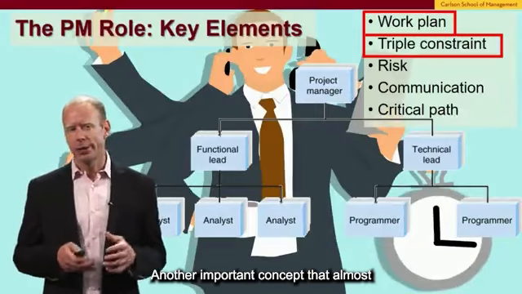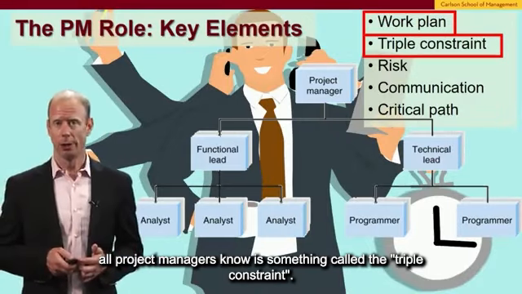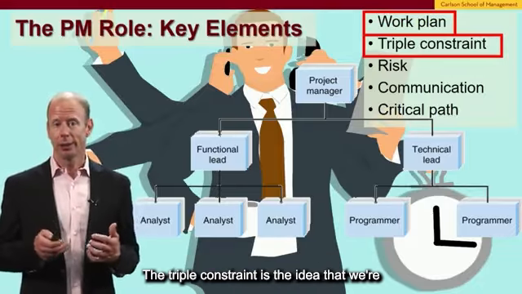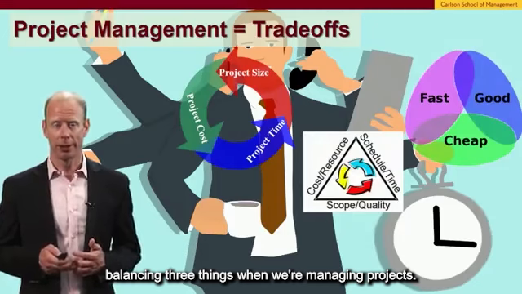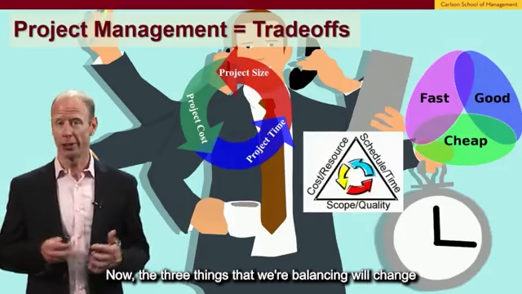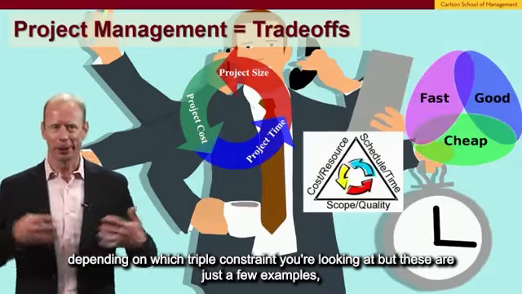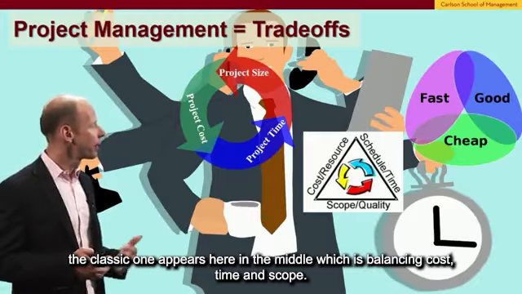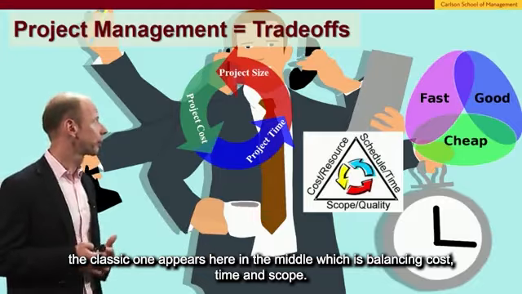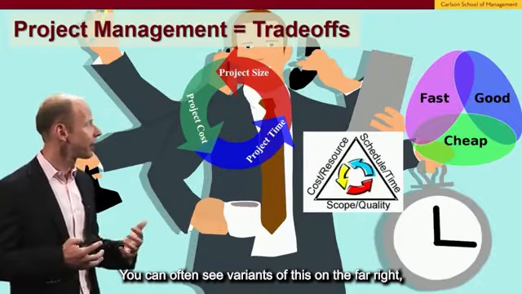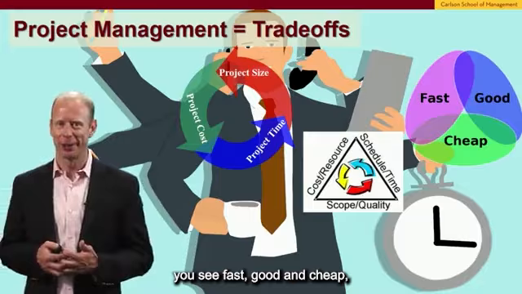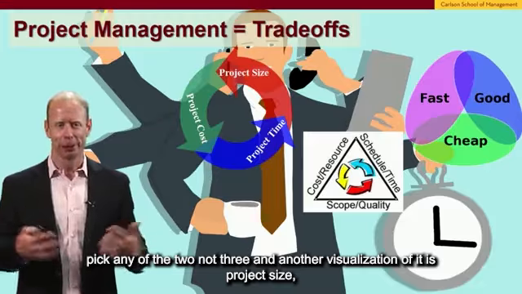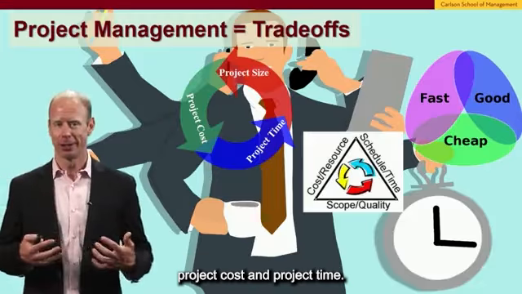Another important concept that almost all project managers know is something called the triple constraint. The triple constraint is the idea that we're balancing three things when we're managing projects. Now, the three things that we're balancing will change depending on which triple constraint you're looking at, but these are just a few examples. The classic one appears here in the middle, which is balancing cost, time, and scope. You can often see variants of this. On the far right, you see fast, good, and cheap. Pick any two, not three. And another visualization of it is project size, project cost, and project time.